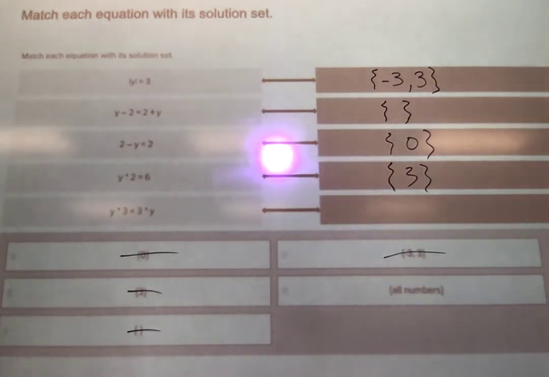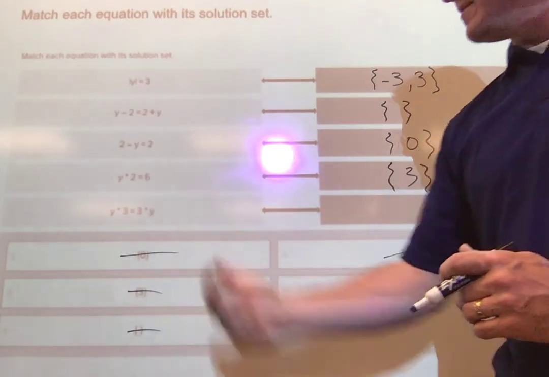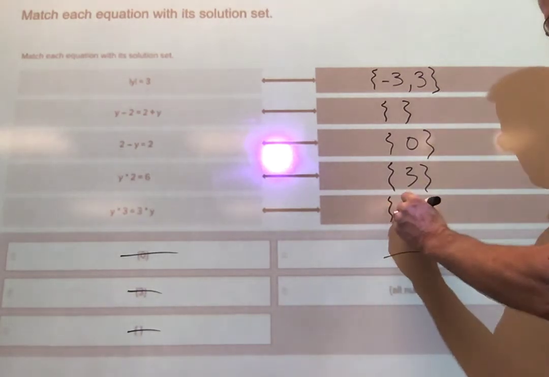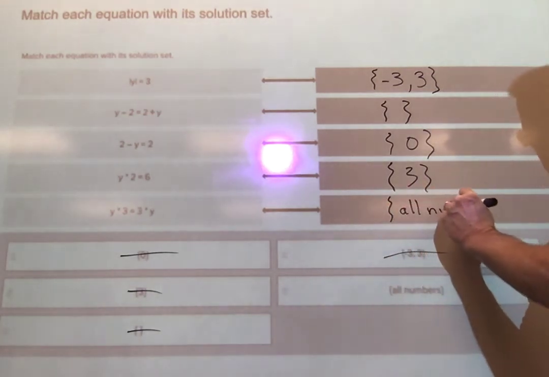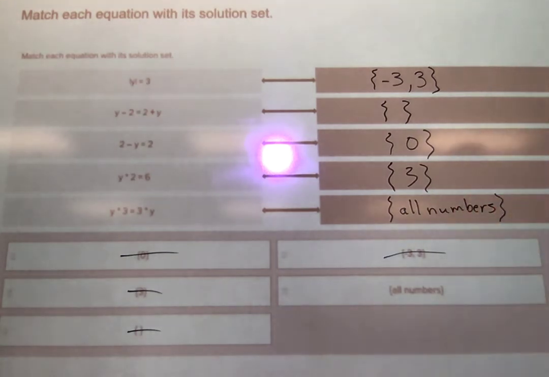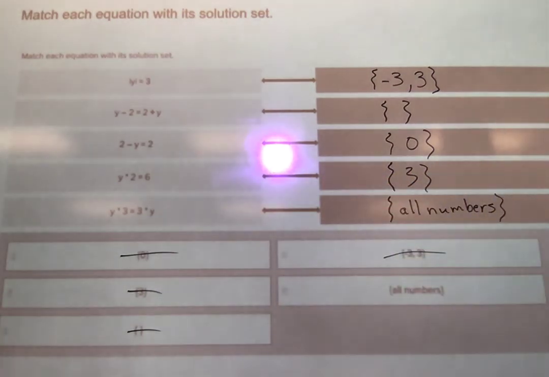And the last one is y times 3 and 3 times y. I know that's just simply the commutative property. I'm just flipping them, and I know every answer would make that correct. So our solution set, we actually just write in all numbers. Obviously, we can't list them all, so we just write it out in words. All numbers would satisfy this and make this true because of that commutative property.